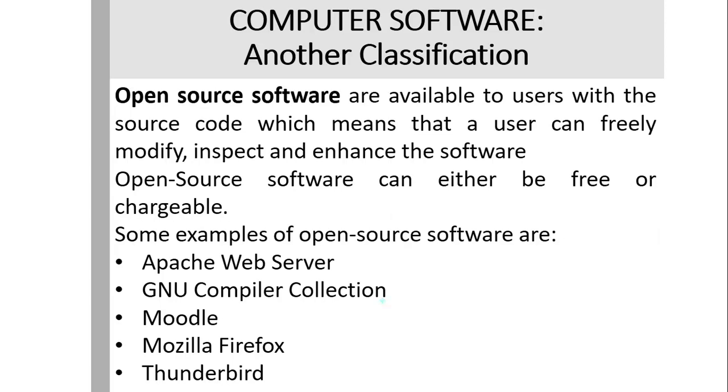Third category is open source softwares. These are available to user with the source code, which means that a user can freely modify, inspect, or make changes to the software, any kind of enhancement, adding features or so. Right? Open source softwares can either be free or chargeable. Open source means the source code is freely available along with the software. So it can be charged for the software and give you code as a free addition, right? Or it can give you both, like the software as well as the code for free, right? Some examples of open source softwares are Apache Web Server, GNU Compiler Collection, Moodle, Mozilla Firefox, Thunderbird.